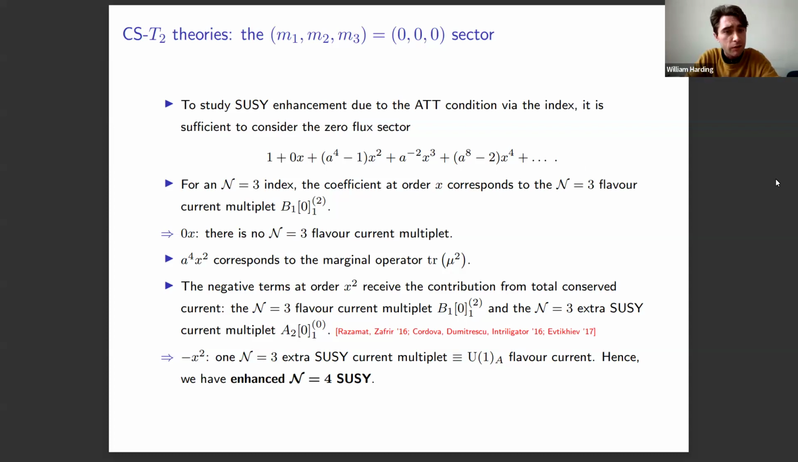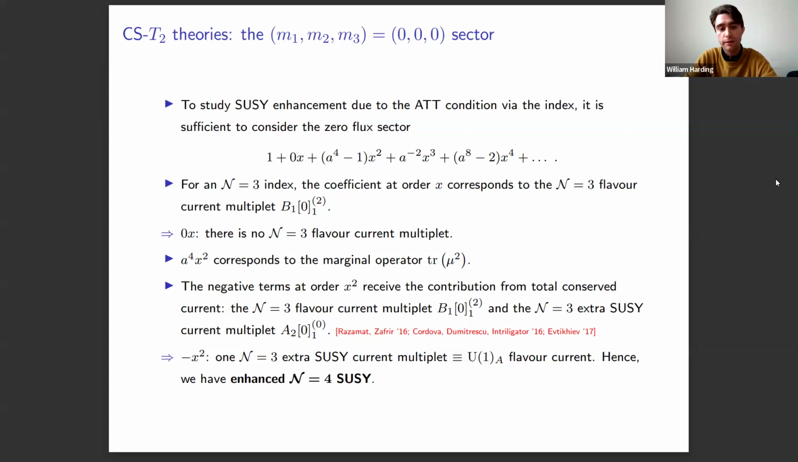Now, you can see that there is also a term at order x squared, which is a to the 4x squared, and this corresponds to the marginal operator trace of mu squared. But we also have a negative term at order x squared.